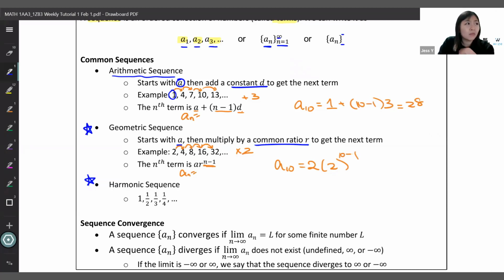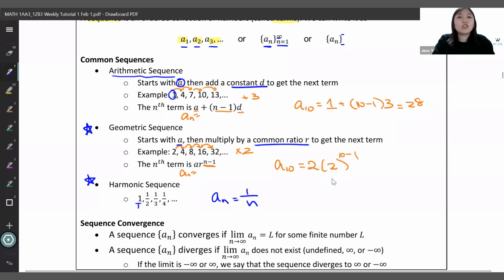Harmonic sequence is really important, especially later on when we talk about series. The harmonic sequence looks like this. It starts with a 1, or you can think of it as 1 over 1. Then it's 1 over 2, 1 over 3, 1 over 4, and so on. So the nth term is 1 over n, okay? So keep those in mind, the common three sequences: arithmetic, geometric, and harmonic.